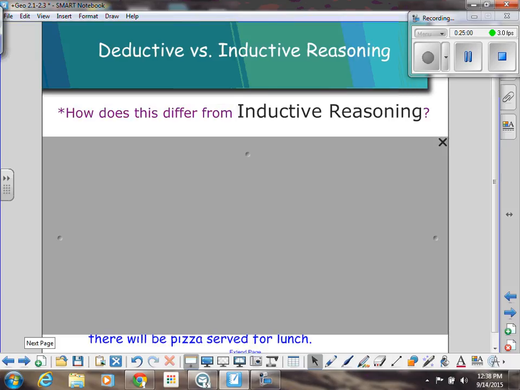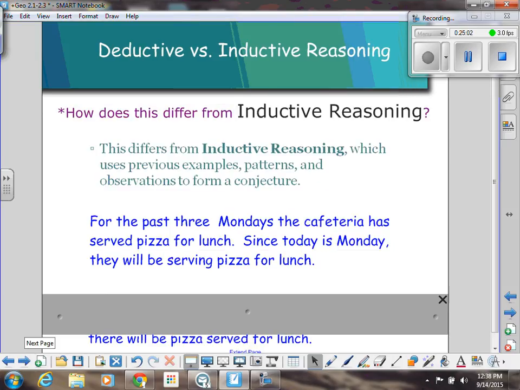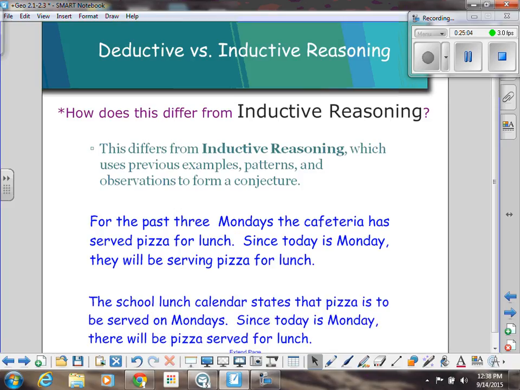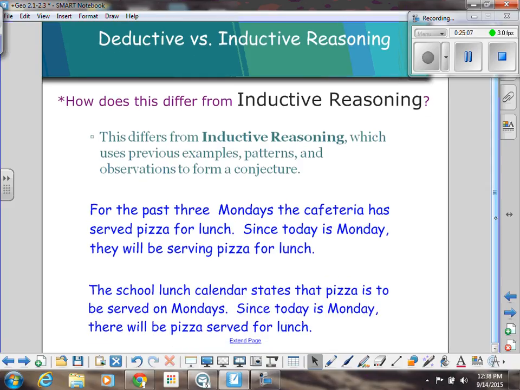Okay, and how does this differ from inductive reasoning? So inductive reasoning, that same example, all right, that would have been like, let's say the lunch lady did not make that rule. Maybe it's not posted on the calendar. But you've noticed the last 3 Mondays that they serve pizza for lunch. So now that it's Monday again, you might say, they probably have pizza, right? That would be inductive. Deductive is when they say, no, we have pizza on Mondays, and that's the rule. Okay? That's the difference between inductive versus deductive.